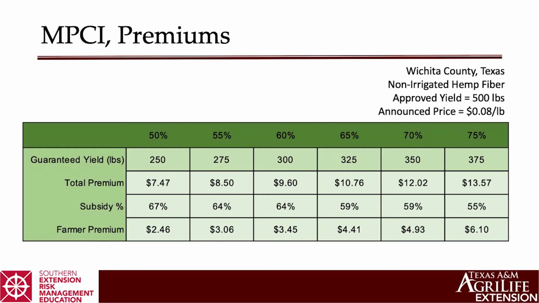And those premium subsidy rates then gradually decline as you increase your level of coverage. So not only do the premiums go up in total, but your portion of that total premium goes up as a fraction. But still, this gives you an idea of what premiums would cost for dryland hemp for fiber production, ranging from $250 an acre to a little over $6 an acre for those levels of coverage.